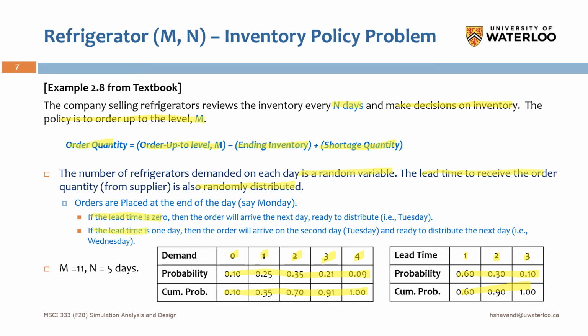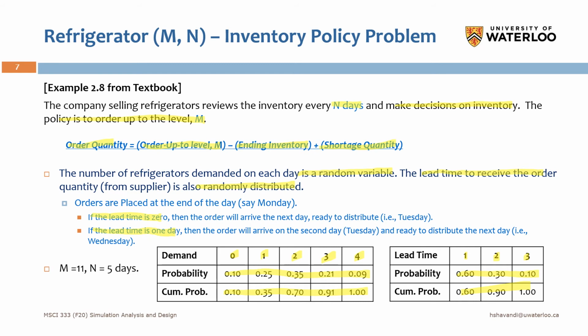And if the lead time is 1 day, then the order will arrive on the second day. So what does it mean? This means, let's say we are ordering at the end of Monday, then the lead time is 1 day, right? It takes 1 day. So this means we will receive the order at the end of Tuesday, right? And again, it will go to inventory for sale at the beginning of Wednesday, right? So as you see here, the lead time is 1 day, but it actually takes 2 days in order to have that order in inventory for sale.